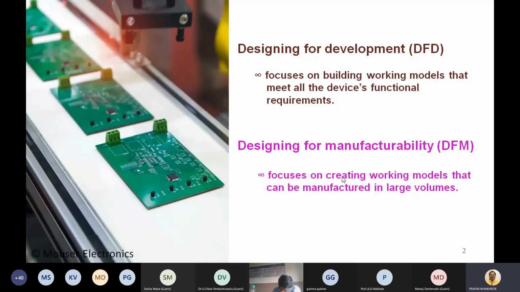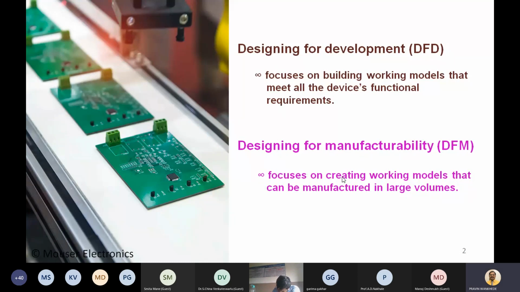Generally, designing for development focuses on building working models that meet all the device's functional requirements. Just like yesterday, someone told our expert that they had developed an IoT based oximeter device. That is what we call designing for development. So we are focusing on the working model, the requirements of that device, and we have developed our oximeter.